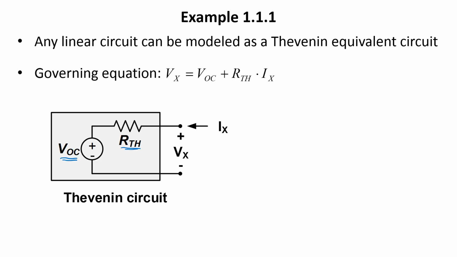Thevenin's theorem relates the voltage Vx and current Ix at the terminals of this circuit to VOC and RTH through this relationship. So the terminal voltage, Vx, is equal to the open circuit voltage, VOC, plus RTH times the current into those terminals, I sub x. So if you know VOC and RTH, you can find the current Ix for any value of voltage Vx.